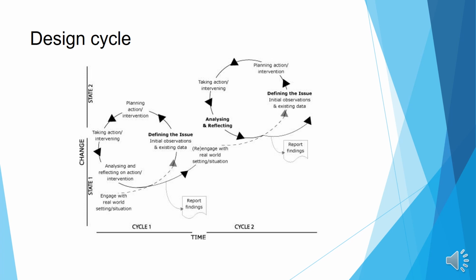Here's a great graphic, I think, to help us understand the PAR approach a little bit better. You'll notice in the bottom left-hand corner, it says engage with real-world setting and situation. This is where it started with our interaction with a community member that said Black women are not taking the COVID-19 vaccine. Then we move on to defining the issue, initial observations, and existing data. At this point, we all pooled our knowledge together and talked about what we knew about Black women and the COVID-19 vaccine. We looked at literature.